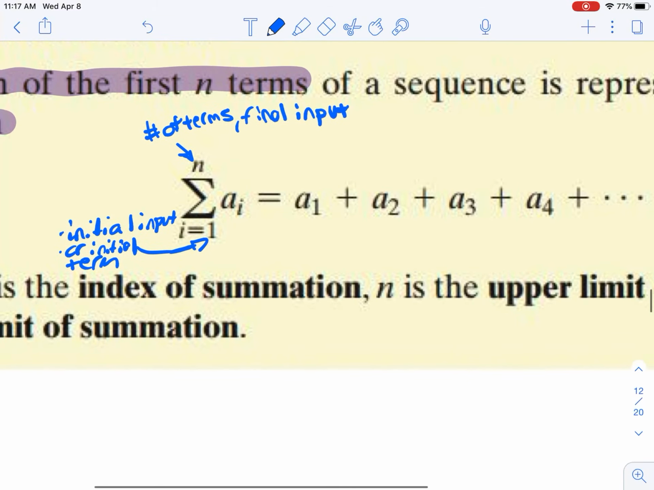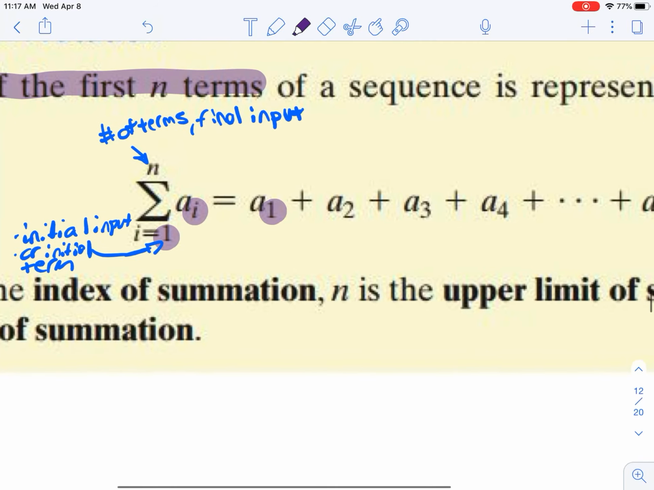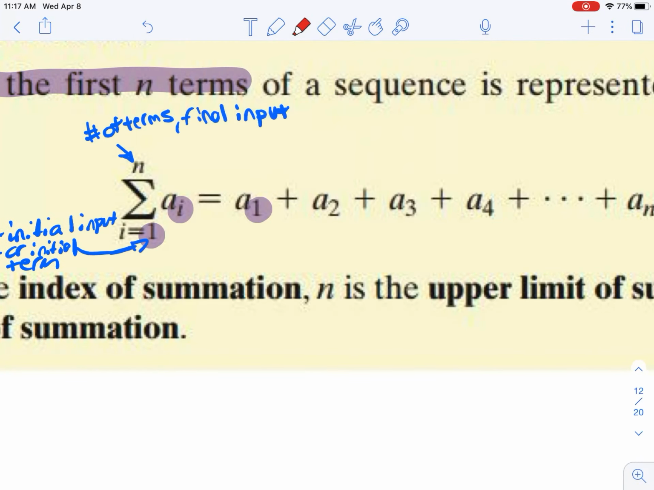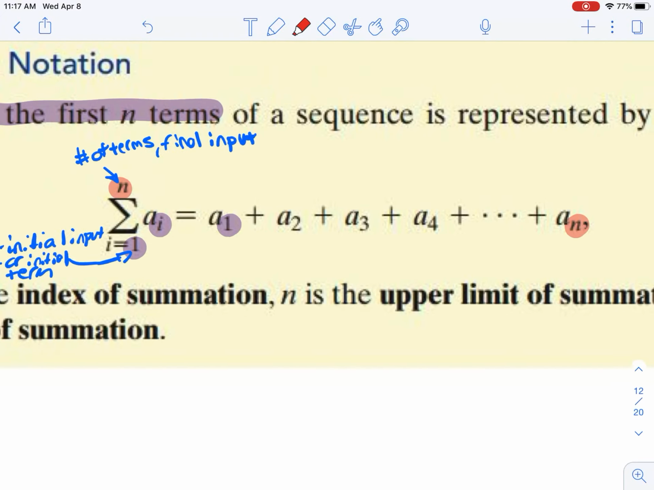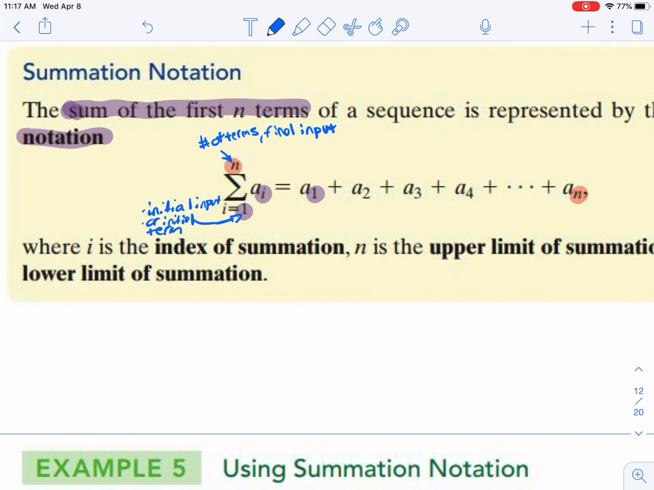So when we're looking at it, we have this a sub i, and essentially we're going to plug in 1, then 2, then 3, then 4, all the way until we get to that final term n, and then we're going to add them all together. So for example, if I were to give you a sum from 1 to 3 of a sub i, I would get a sub 1 plus a sub 2 plus a sub 3. That would be it. Why? Because this is going to be your final value you're going to be inputting.